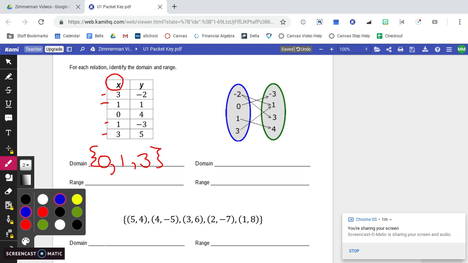For the range, we have -3 would be the very first number, it's the least in the group, followed by -2, 1, 4, and 5.